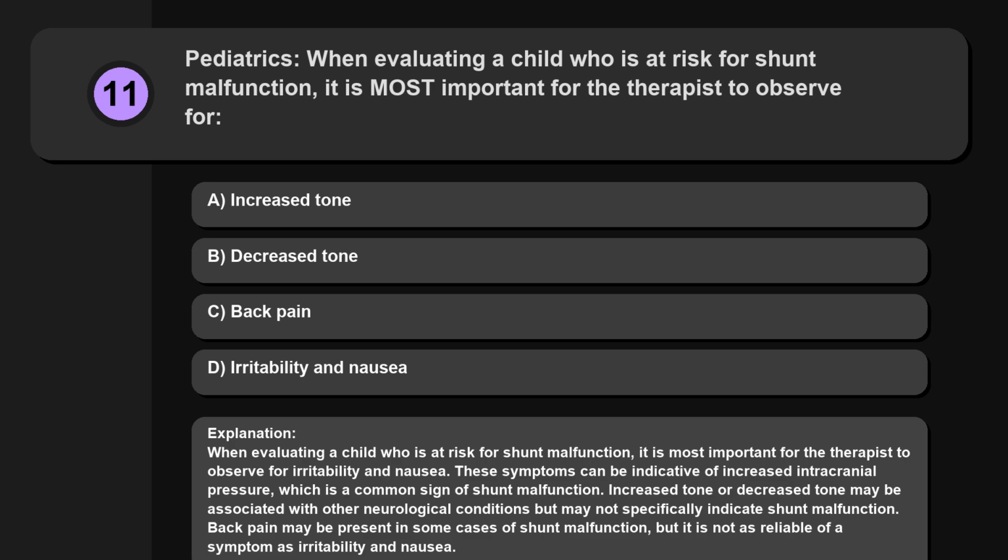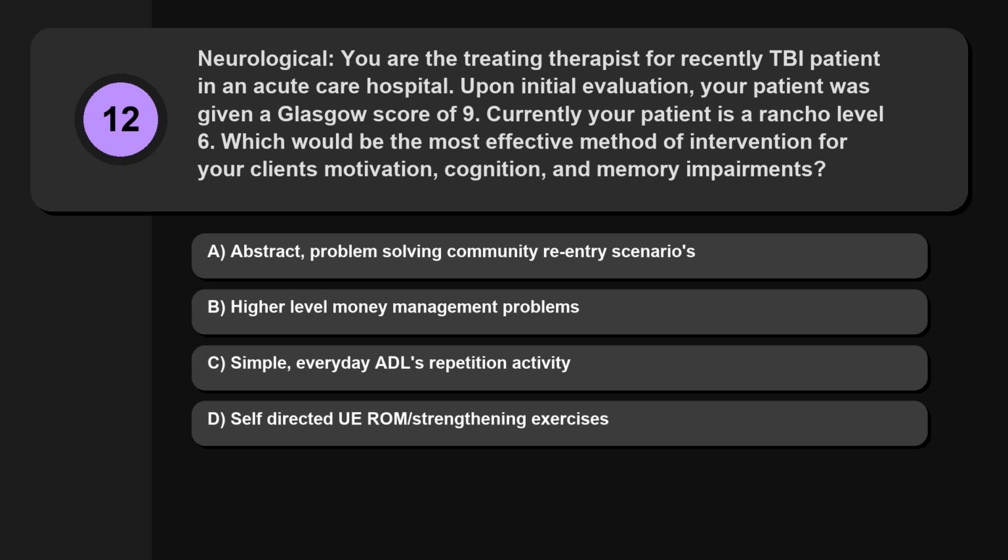When evaluating a child who is at risk for shunt malfunction, it is most important for the therapist to observe for irritability and nausea. These symptoms can be indicative of increased intracranial pressure, which is a common sign of shunt malfunction. Increased tone or decreased tone may be associated with other neurological conditions but may not specifically indicate shunt malfunction. Back pain may be present in some cases of shunt malfunction, but it is not as reliable of a symptom as irritability and nausea.